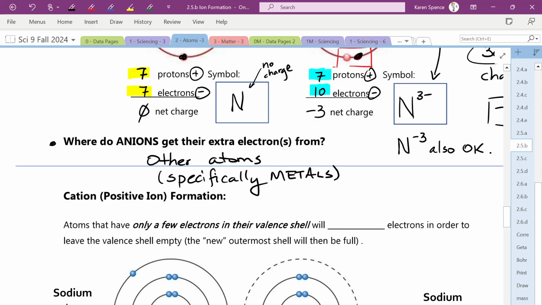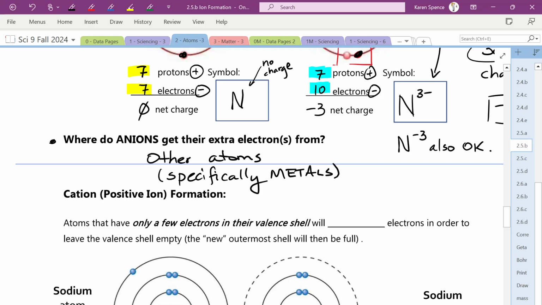And where do you find the metals on the periodic table? Tell your partner, where do you find metals on the periodic table? You can feel free to use that up there if you want to. You can tell me what color they are. The left of the staircase. Left of the staircase. They're the ones up there that are what color?